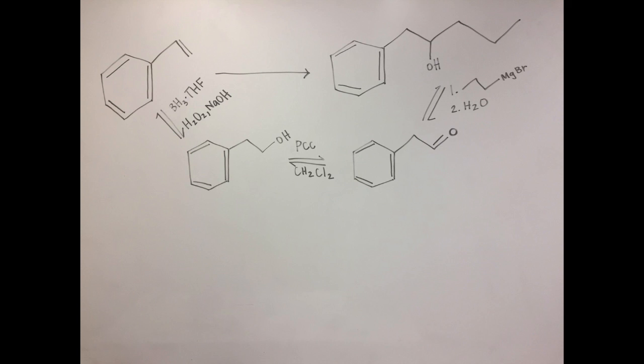The steps necessary to produce the desired product are to first do a non-Markovnikov hydration by doing a hydroboration-oxidation with BH3, THF, and an H2O2 and NaOH solution. Next, we must oxidize with PCC and DCM to produce the aldehyde. Finally, we will add the Grignard reagent with water to create the desired product.